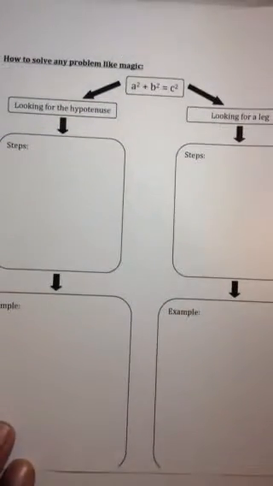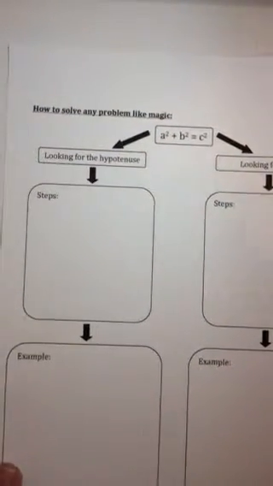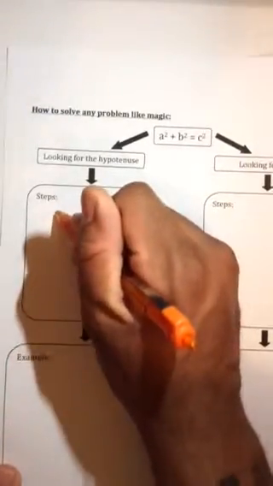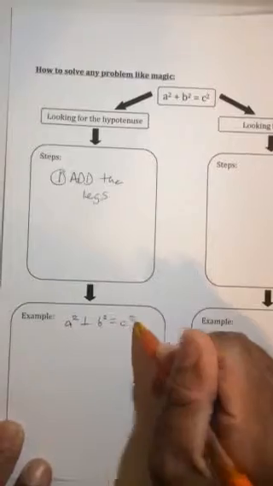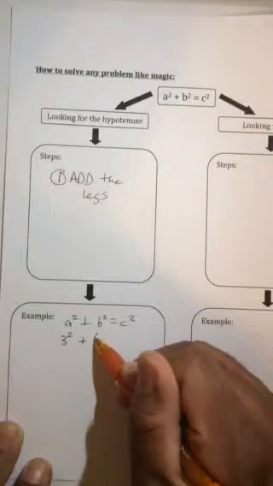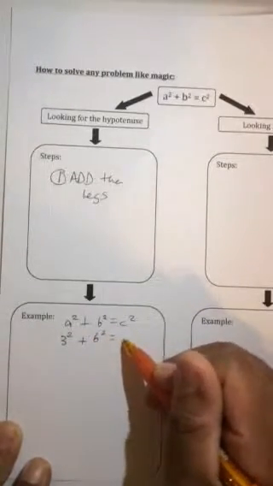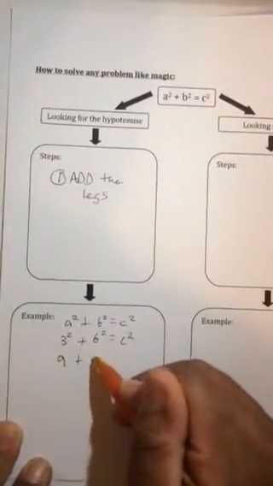Now, last part. Really important. When looking for the hypotenuse, one of the first things we want to do is add the legs. Once you have completed everything, you're going to add the legs. So, for example, we got a squared plus b squared equals c squared. So watch this. I'm putting everything in here, and I'm just using some random numbers right now. Okay, so I got 9 plus 36.